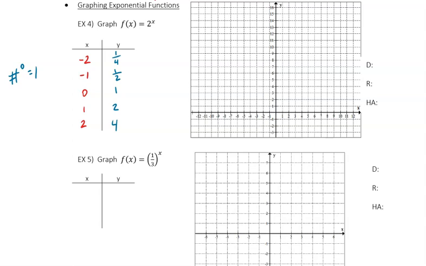So let's go ahead and put these on the graph. So -2, 1/4, be right about here. -1, 1/2, 0, 1, 1, 2, and 2, 4. All right, if we go ahead and draw this shape, we can see that it's getting really small, but it's not actually touching 0 on the left side. So that means we actually have an asymptote right here.